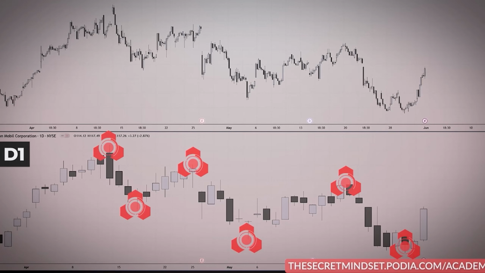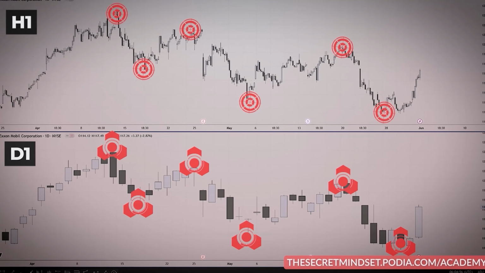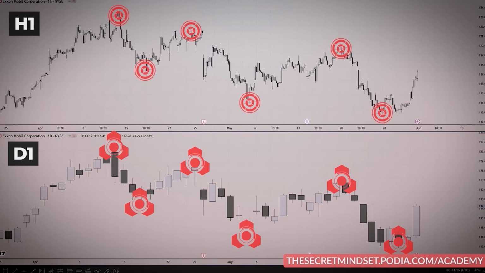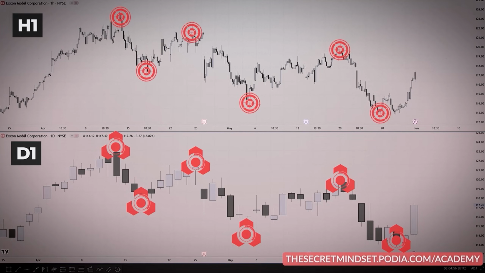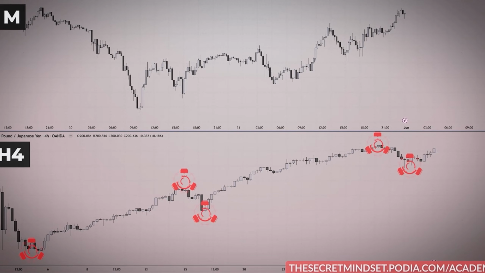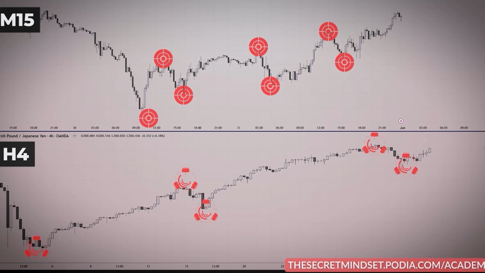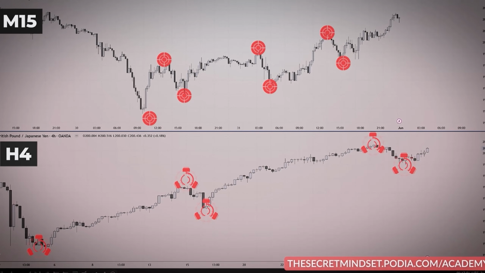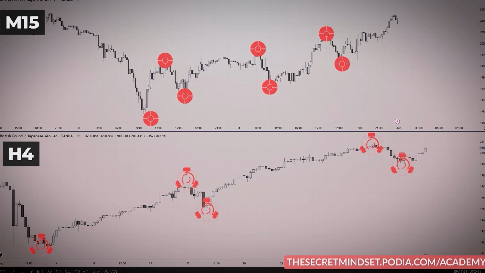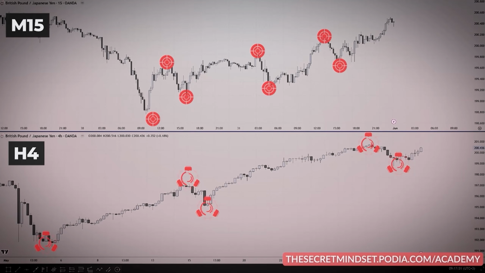If the order flow on the daily chart is bearish, we want to see the trend on the 1-hour chart also making lower lows and lower highs. If the trend on the 4-hour chart is bullish, you want to see the order flow on the 15-minute chart also making higher highs and higher lows. When trend and order flow are aligned, the market is more likely to continue in that direction.